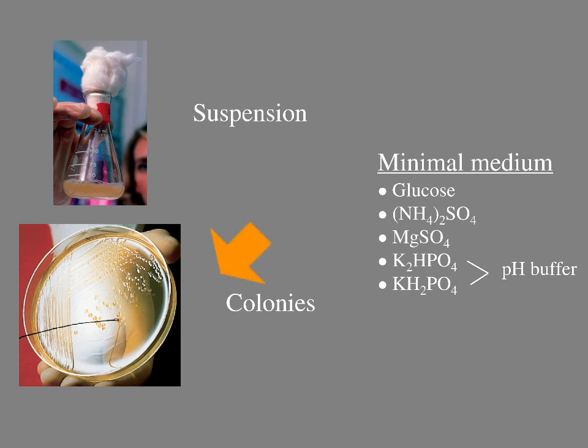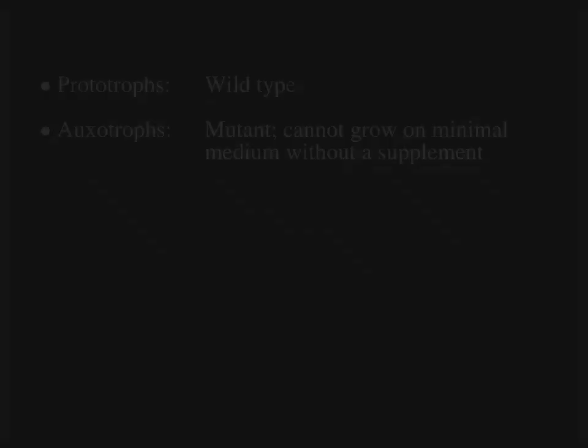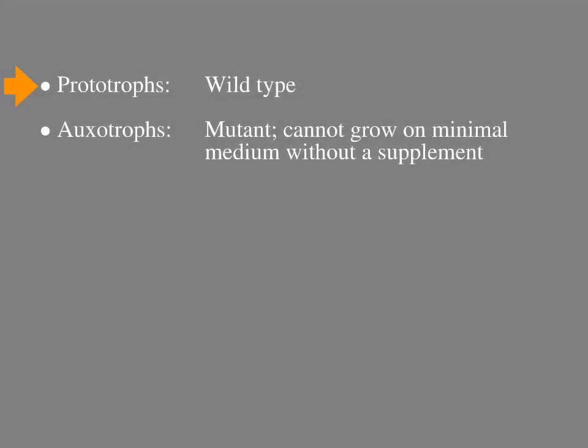At first, the bacteria are invisible, but after dividing for several hours, the descendants of each single bacterium form a clump of cells called a colony. Every cell in a colony has the same genotype. Wild-type bacteria are called prototrophs. All of their biosynthesis pathways are functional, and so they can grow on minimal medium.